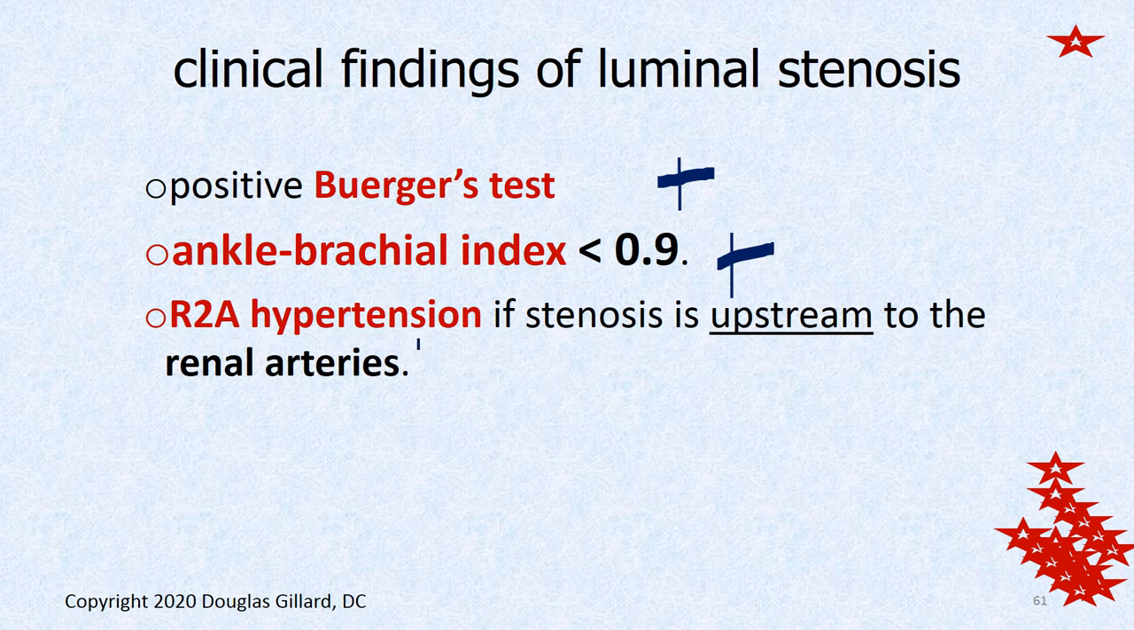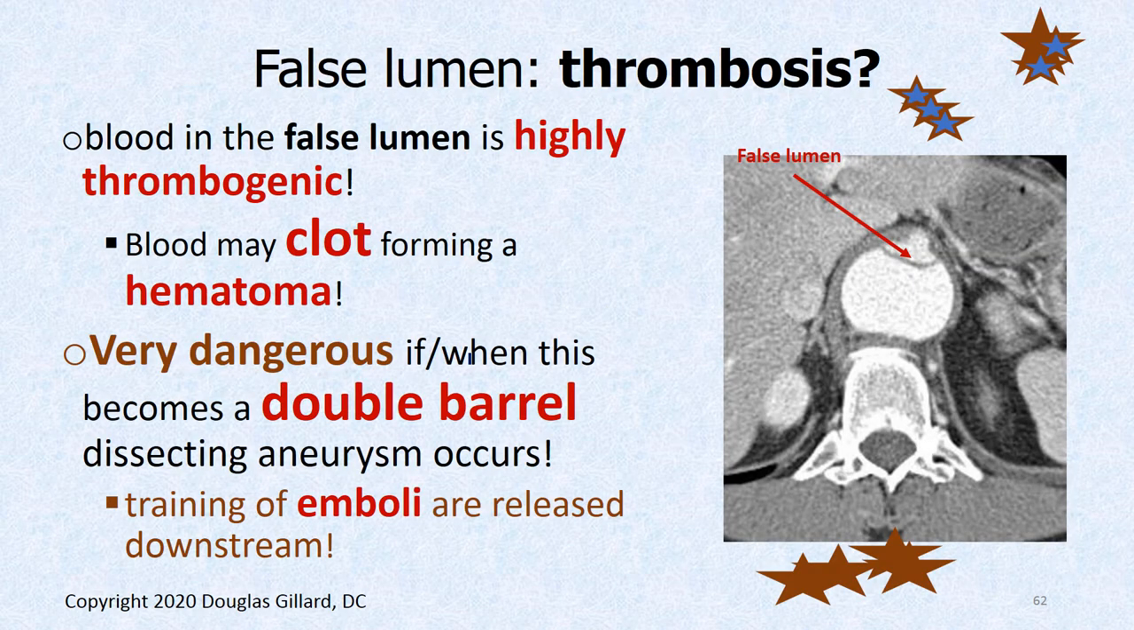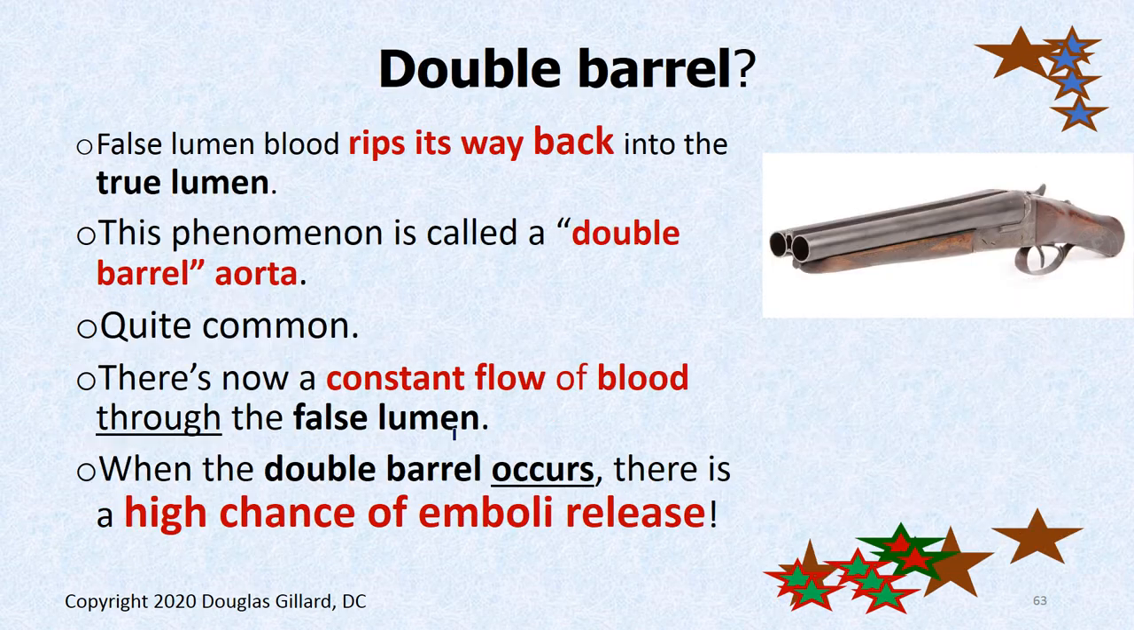And the renin-angiotensin system will be on if the beaver dam is upstream to the renal arteries, you're going to have hypertension starting. All right, the kidneys are going to be underperfused. Again, as I said, the blood in that false lumen is highly thrombogenic. It has a big tendency to clot, and that clot is causing a hematoma. And very dangerous when it double barrels, and we just talked about double barreling.